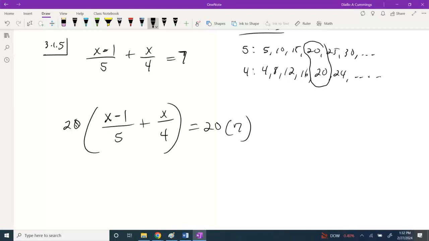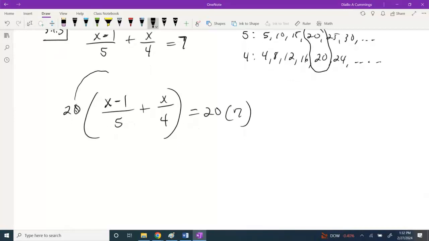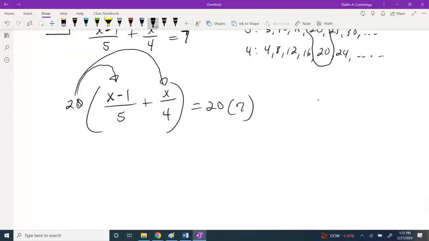So now we introduce a set of parentheses. When we simplify on the left-hand side, we're going to distribute 20. So I'm distributing 20 with both of these terms. Now if we look at the first term, 20 times x minus 1 over 5, the 20 and the 5, 20 divided by 5, that reduces to give us 4, right? So I actually want to distribute 4 with my first term.